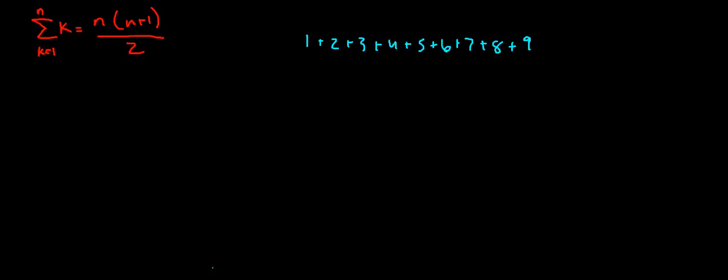There are lots of different ways of looking at this formula. I'm going to start with the most convoluted way, and then I'm going to go to the easier one. So I've got a sequence here: 1 plus 2 plus 3 plus 4 plus 5 plus 6 plus 7 plus 8 plus 9.